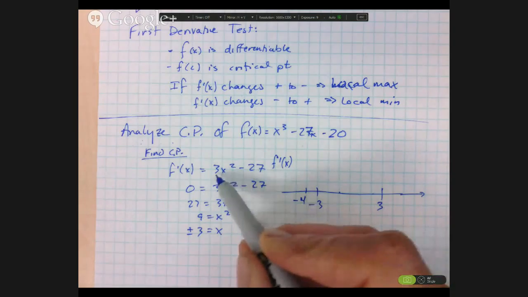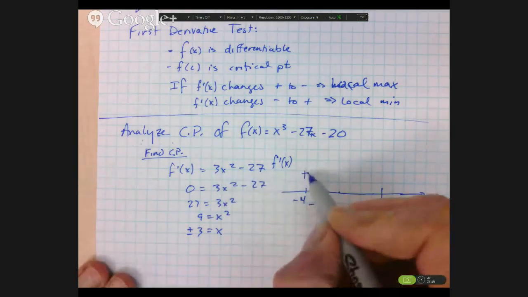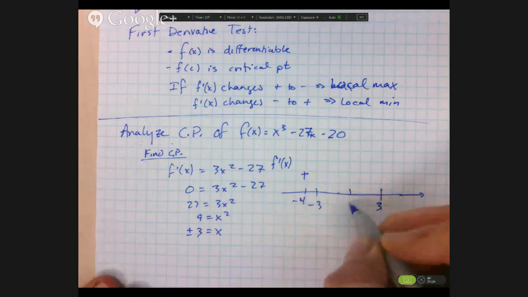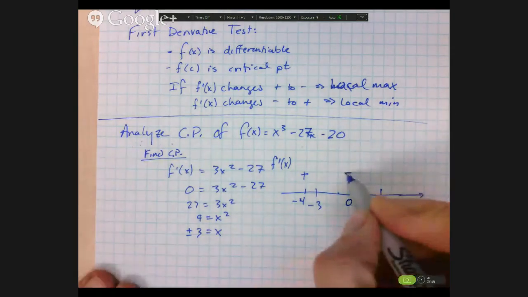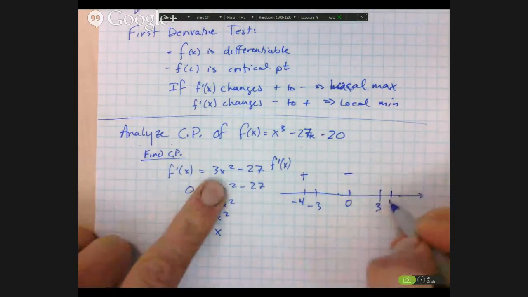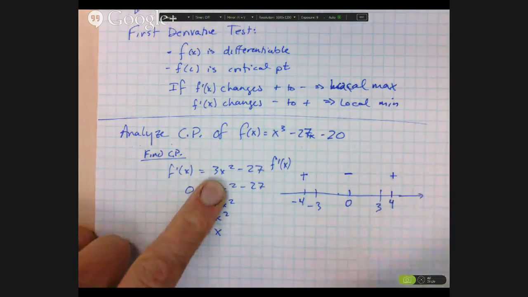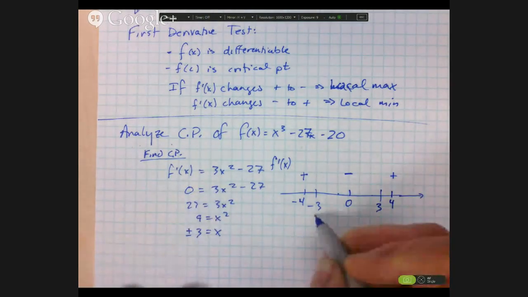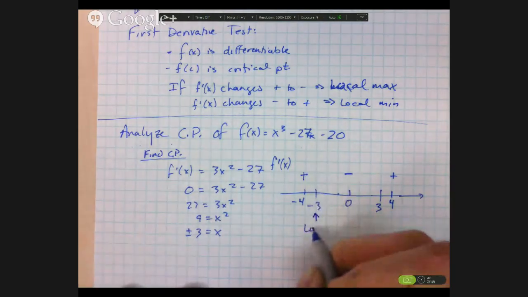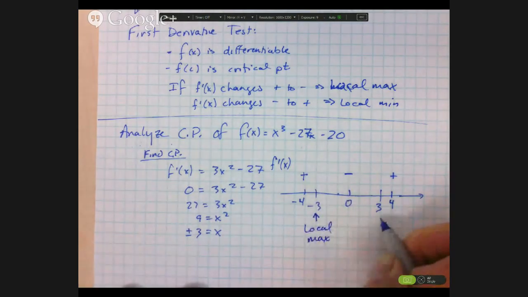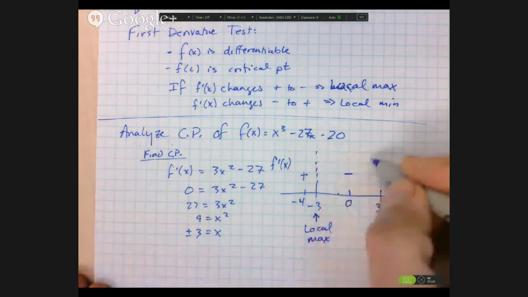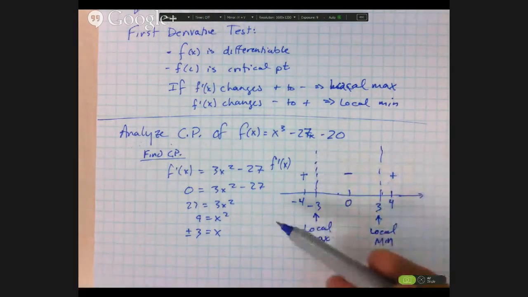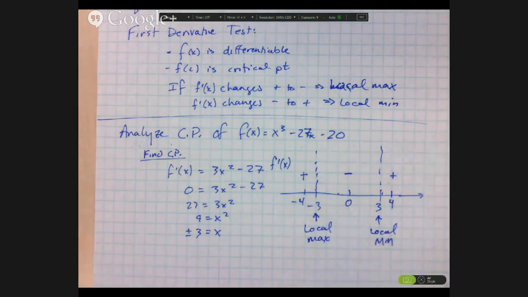4 squared, 16 times 3, 48. It's positive. Now pick 0 if you can. That is negative. And 4 is positive again. So what do we have here? Positive to negative? And negative to positive? Local min. You just pick one. You pick something on the left side and something on the right side.